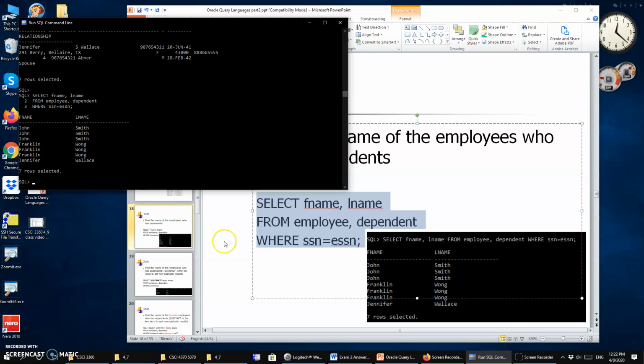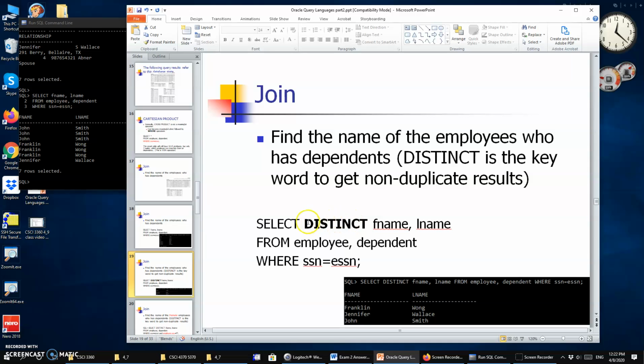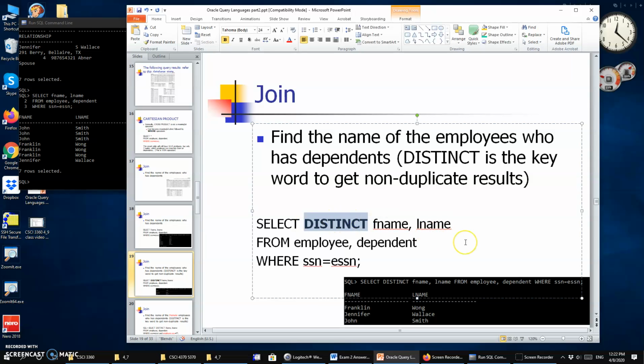Of course, you may have one curiosity, saying that, wait, I see there are 7 tuples, but there are actually 3 employees. How can I get only those 3 employees? I don't need to see John Smith 3 times as well as Franklin Wong 3 times. So in Oracle, there's one reserved word called distinct. It's the keyword for you to find the non-duplicate tuples.